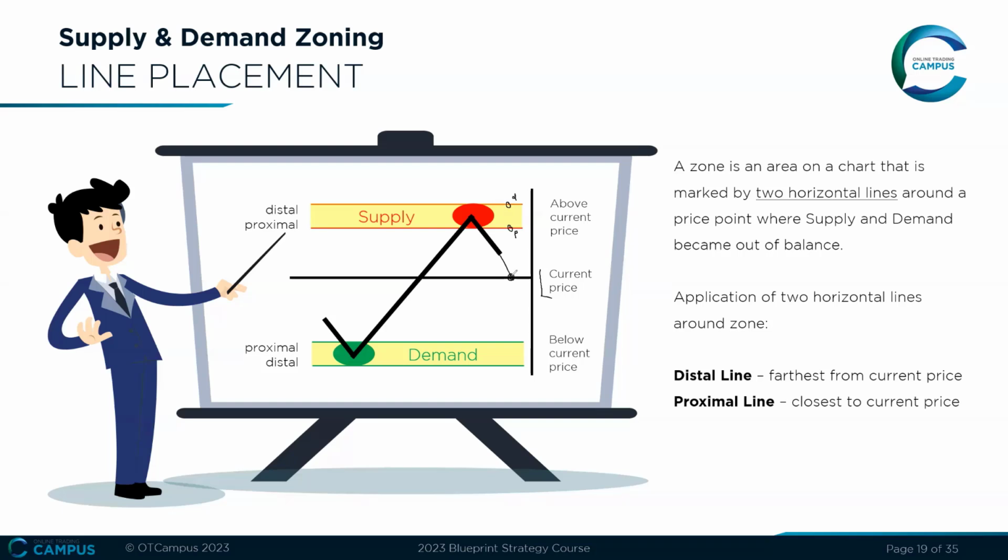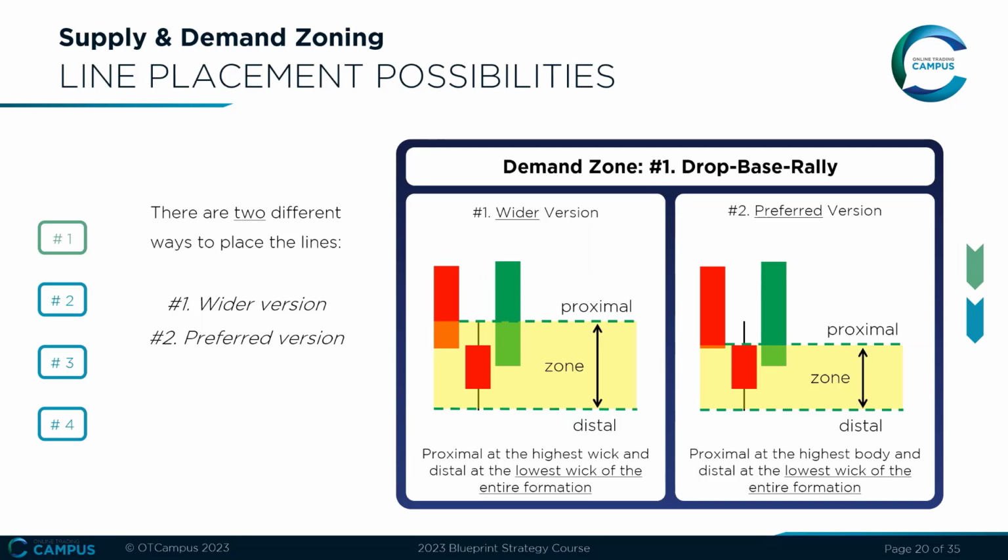And vice versa, in terms of demand, if you look below current price, the line that's closest to current price, it's called the proximal. And the line that's furthest away from current price, that's called the distal. As we talk about how to draw those lines, there'll be two different versions. There's what we call the wider version, and there's what we call the preferred version.